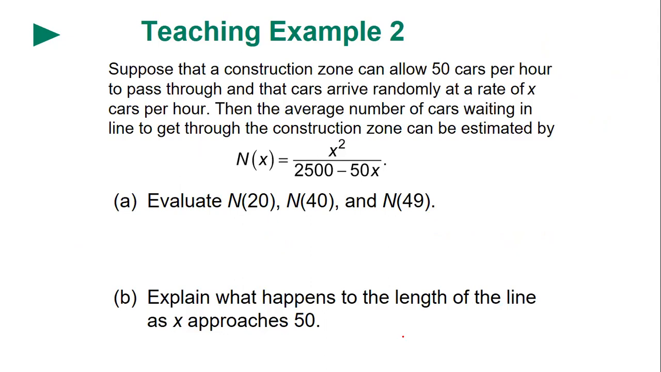All right, next is when are rational functions modeled in the real world? Well, here is an example. Suppose that a construction zone can allow 50 cars per hour to pass through, and that the cars arrive randomly at a rate of x cars per hour. Then the average number of cars waiting in line to get through the construction zone can be estimated by n of x equals x squared divided by 2500 minus 50x.